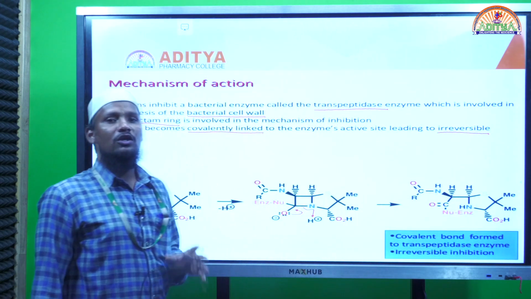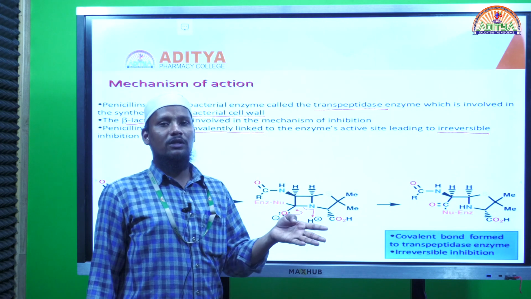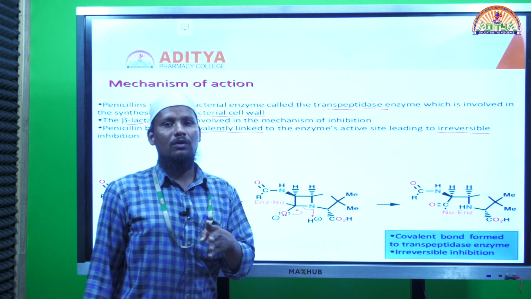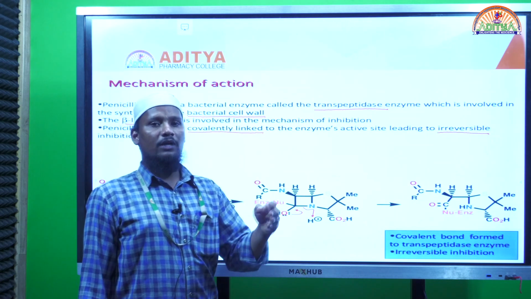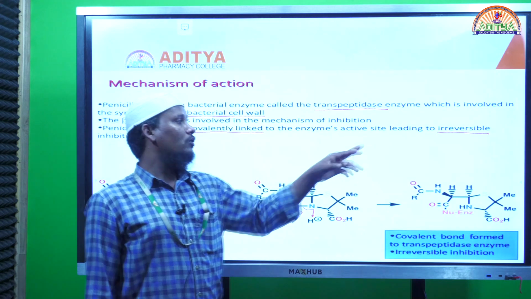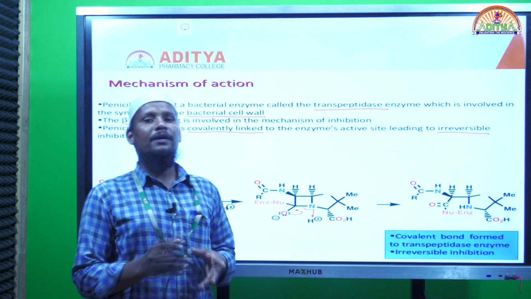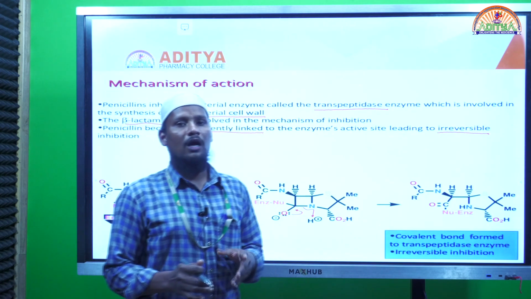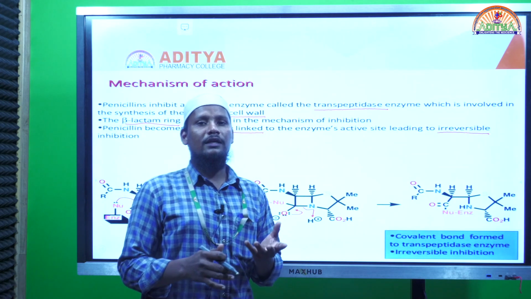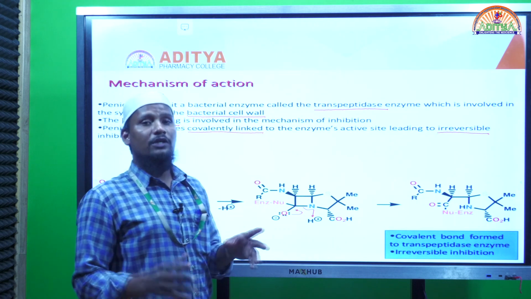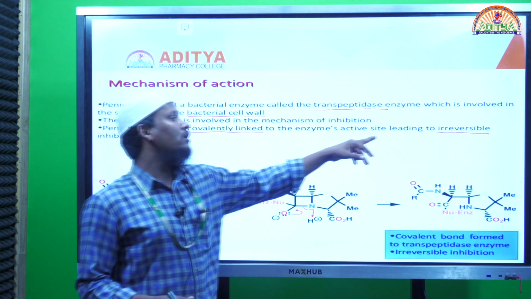Reversible inhibition means whenever the drug molecule binds to the receptor or an enzyme, after some time it will leave that receptor or it is completely metabolized. But in case of irreversible, once the drug binds to the receptor or an enzyme, it will not leave until the drug is completely destroyed, or the receptor is completely destroyed. That is called irreversible.